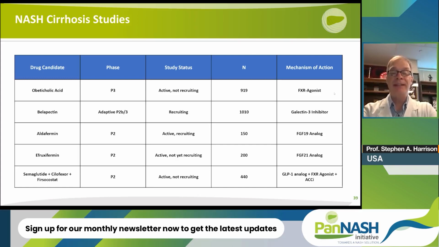Aldafermin, an FGF19 agonist, is in phase 2 with 150 patients, and that is fully enrolled, and we're just waiting on the outcome. Efruxifermin is in phase 2. That's an FGF21 agonist, and that is also underway now with recruitment. And then finally, a combination study of semaglutide, which is a GLP-1 receptor agonist, cilofexor, which is an FXR agonist, and firsocostat, which is an acetyl-CoA carboxylase inhibitor, is now also underway with enrollment in this well-compensated cirrhotic population.